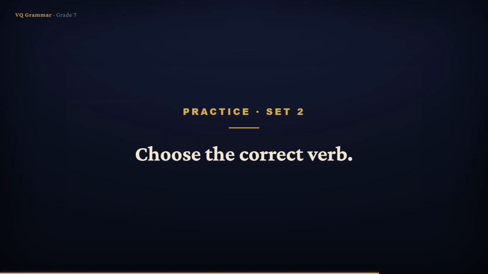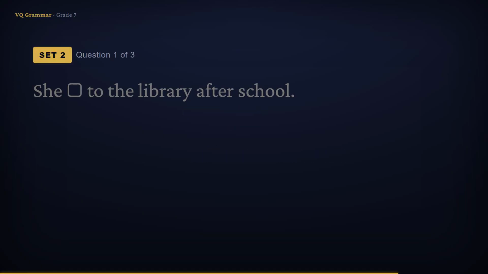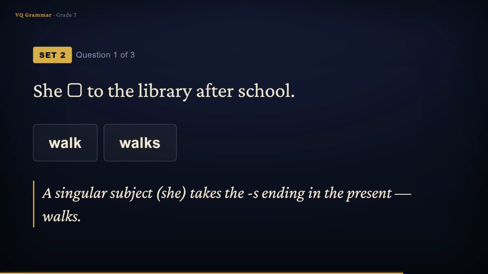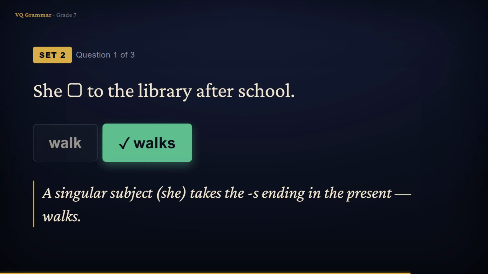Now a trickier set. Each sentence is missing its verb, and you'll pick the form that fits. Watch the subject closely for the present tense S rule, and watch for time words that call for the future. Pause and choose before I answer. She blank to the library after school. The subject is she, a single person. So in the present tense, the verb needs its S ending. Walk becomes walks. So the answer is walks.